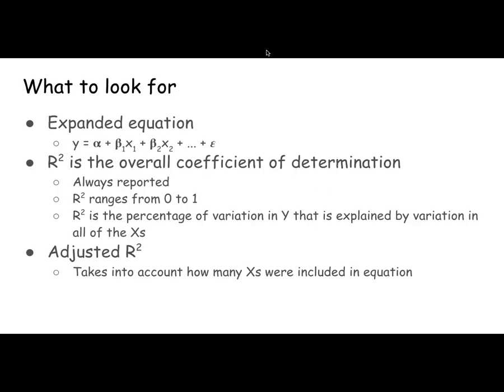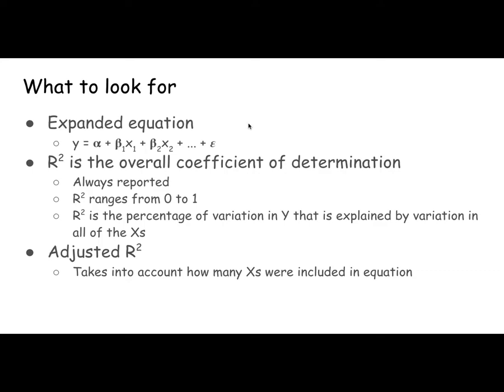Multiple linear regression is an expansion of simple linear regression where you have more than one predictor variable. So you still have one outcome variable that you're predicting. You're just saying that there's more than one predictor variable that we can use to predict that outcome variable.